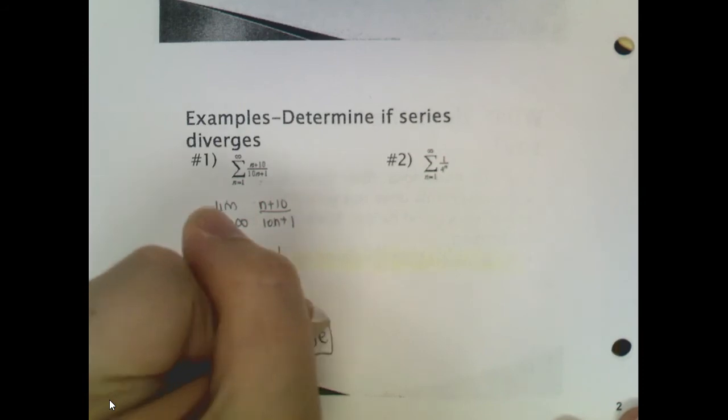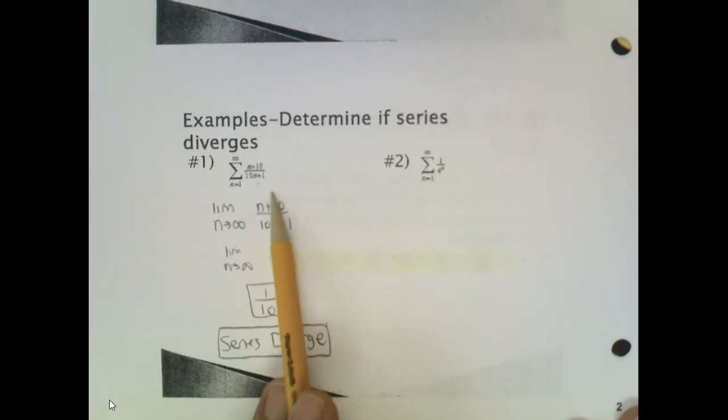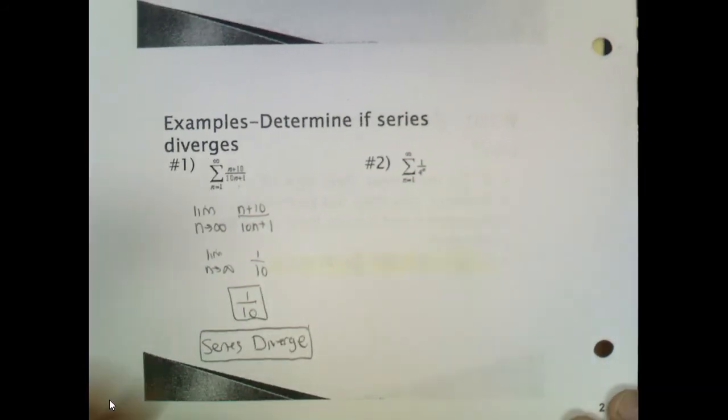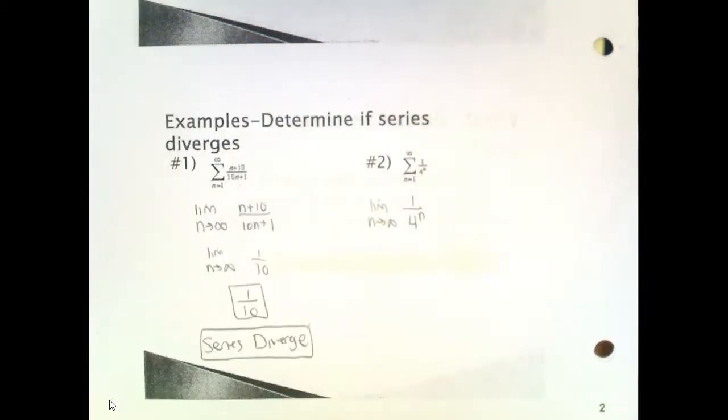That's why the divergence test is so helpful. It allowed us to immediately say this diverges, and at that point, we know that it adds up to some infinite value that we don't care about, and we can move on from it, okay? If we look at the second example, once again, I'm going to take the limit as n approaches infinity of 1 over 4 to the n power.